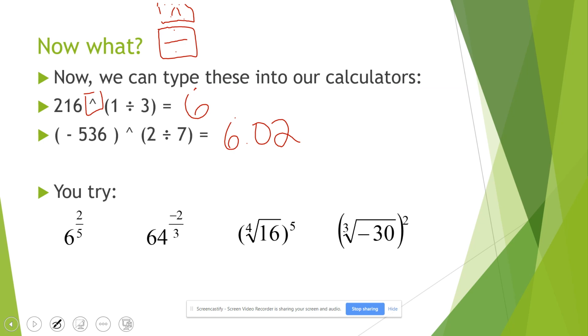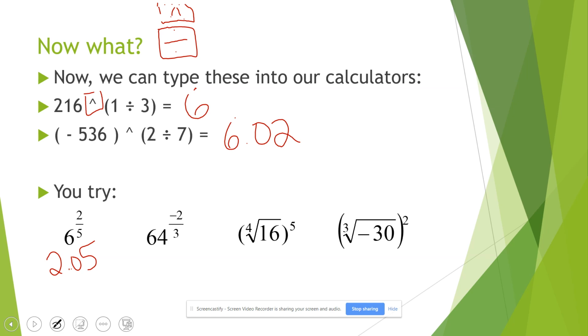So let's try these in our calculators. 6 to the 2/5 power. Remember, round them to the hundredths place. We get 2.05, or 2 5/100.